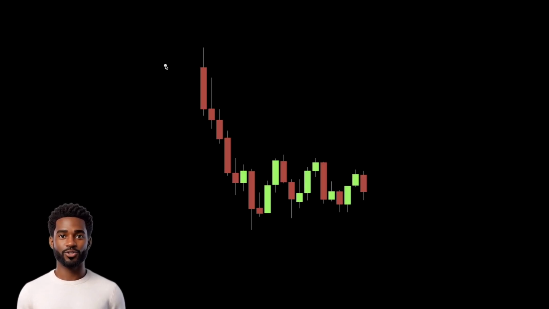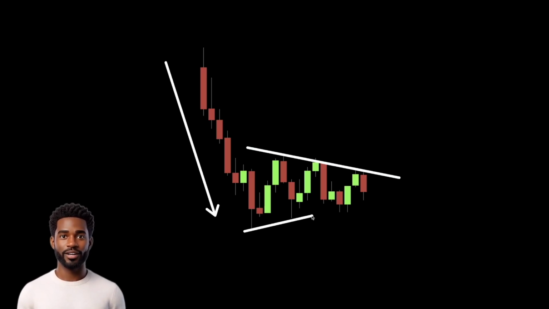In a bearish symmetrical triangle, the price starts in a downtrend and the pattern indicates a pause in the market. And if the price breaks below the ascending trend line, it signals a continuation of the downtrend.